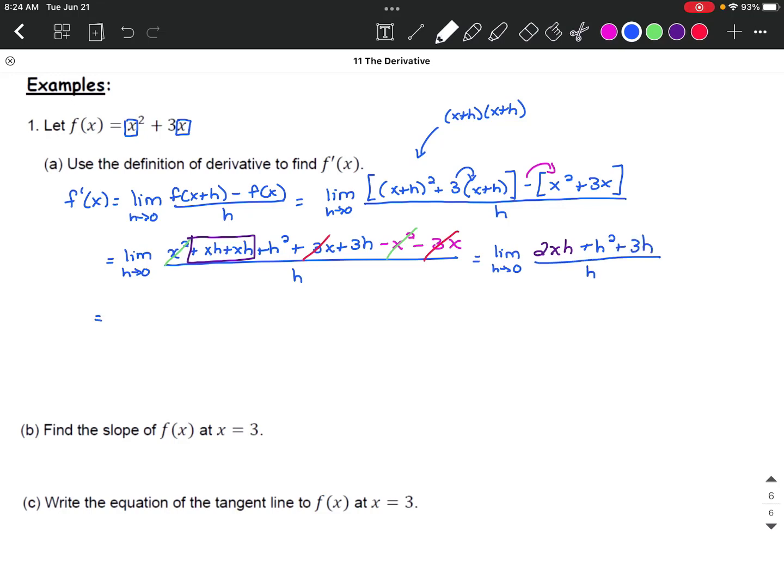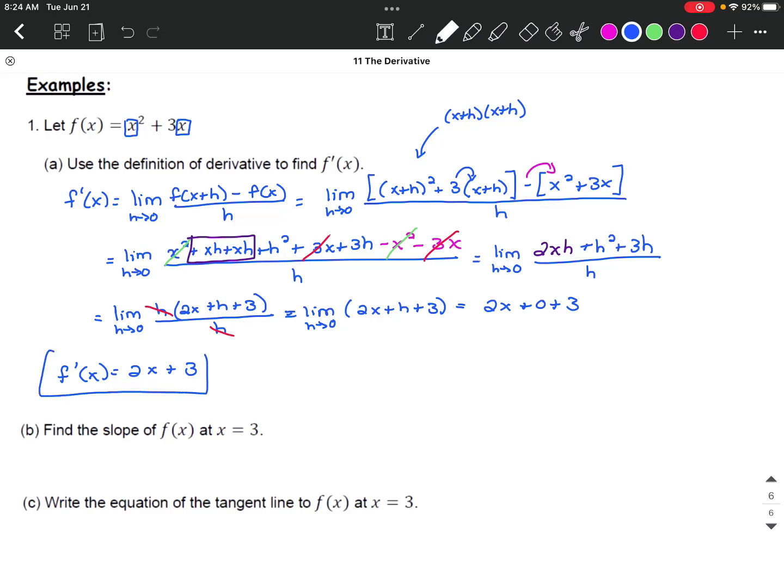Now you should notice that every single term has an h. Should happen. We're going to factor out that common h up top, and those h's are going to divide to 1, which is going to leave me with the limit as h approaches 0 of 2x plus h plus 3. So now I can do substitution, 2x plus 0 plus 3, which means that my derivative of f of x is simply 2x plus 3.